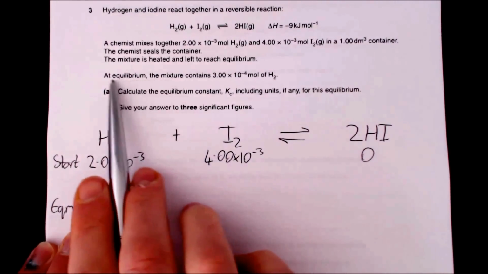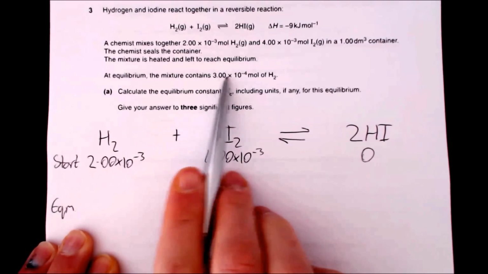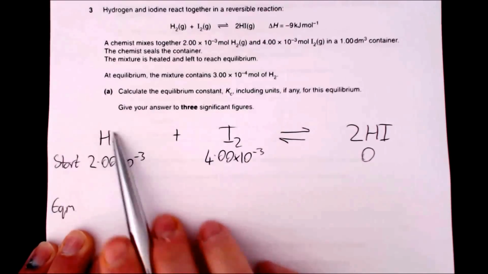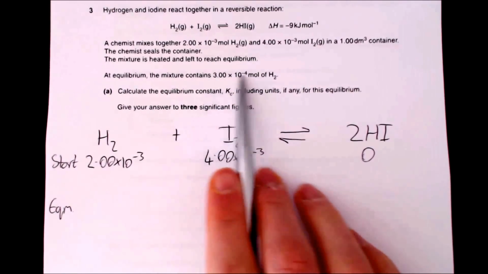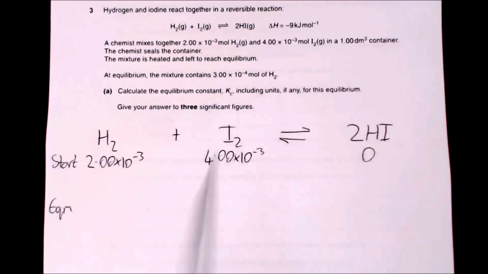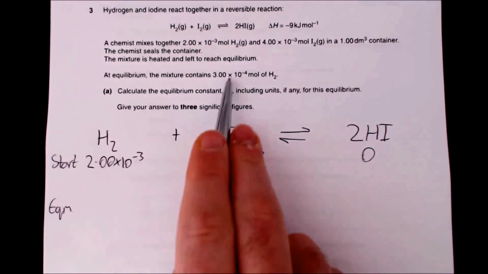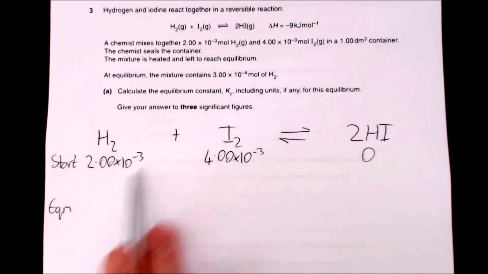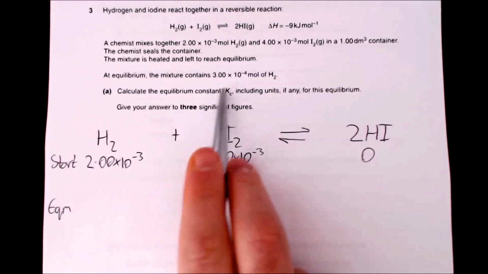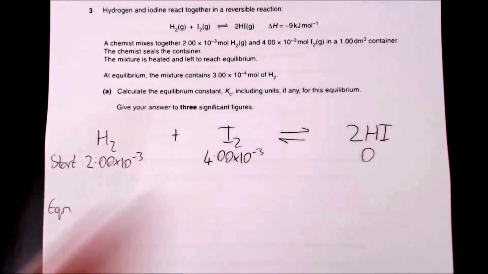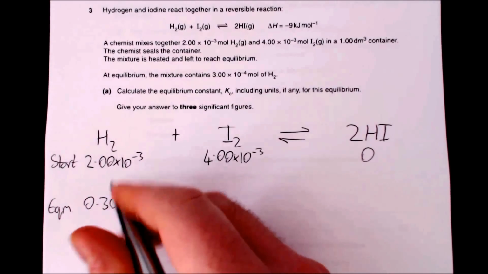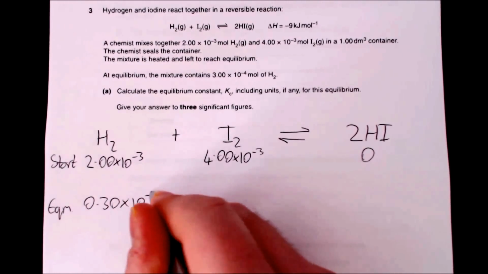Now it's told us that at equilibrium, the mixture contains 3 times 10 to the minus 4 moles of H2. So you can see there's our H2. And 3 times 10 to the minus 4, I'm going to change to the minus 3. I'm going to break a rule of standard form and actually make this number less than 1, but it makes it a lot easier to see. All I have to do to turn that into a minus 3 like the rest of them is move the decimal point back 1 place. So that's going to be 0.30 times 10 to the minus 3.